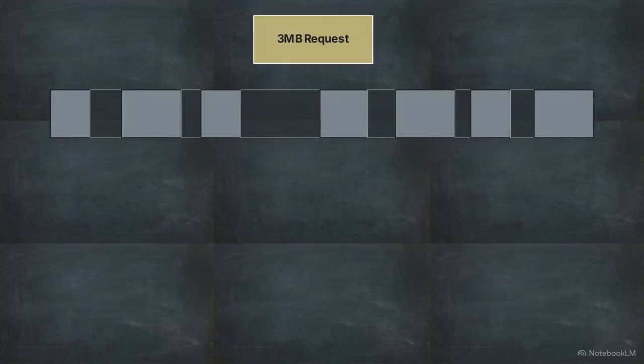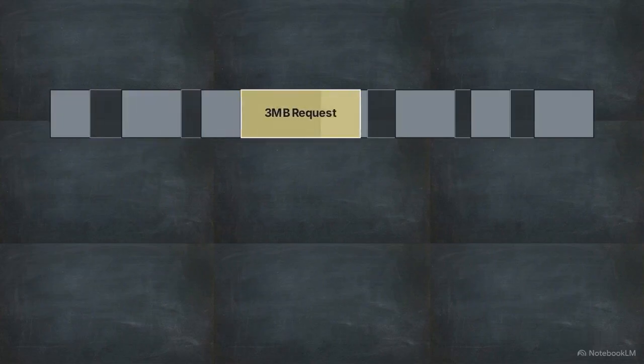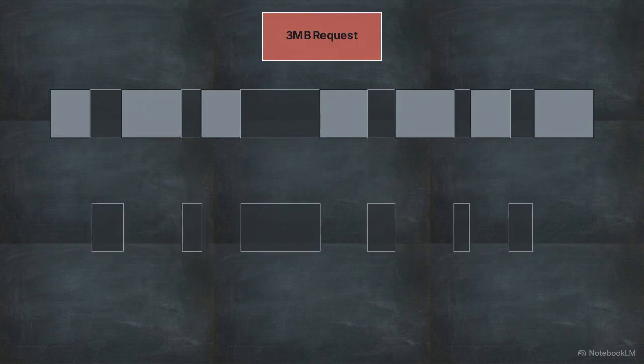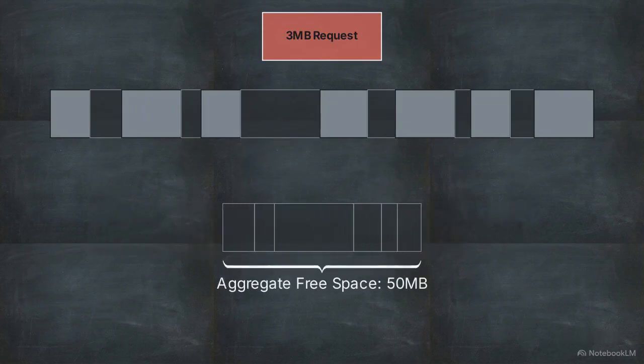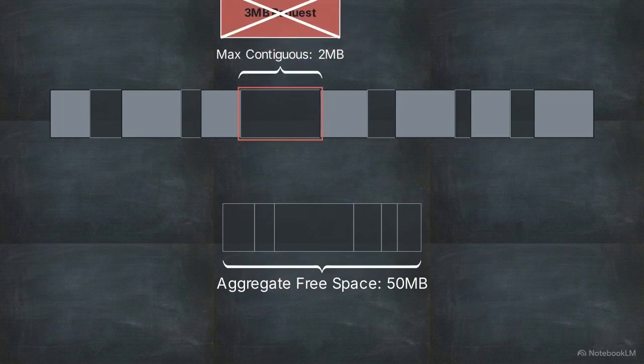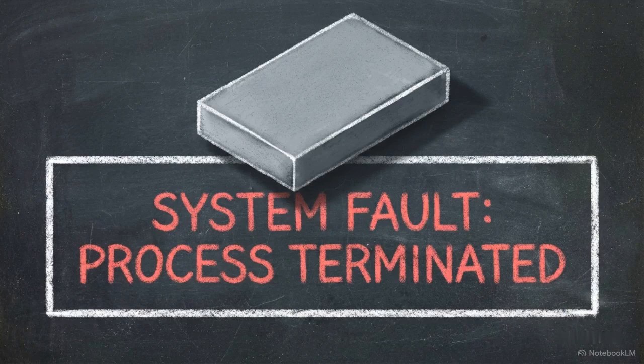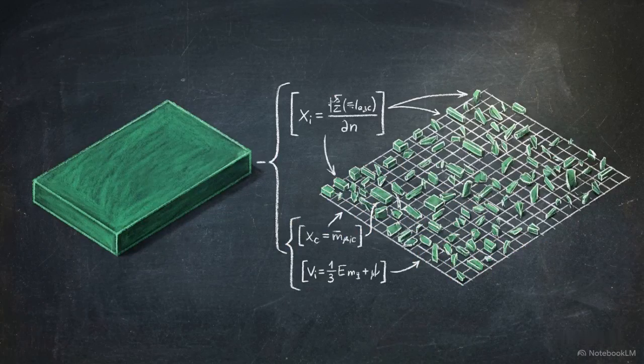The defining trait of external fragmentation is that the total aggregate free memory is technically sufficient for a new task, but no single gap is large enough to contain the requested block. Look at the math. If you sum all those isolated tiny gaps, you might have 50 megabytes of free space, but the largest single gap between any two active processes might only be 2 megabytes. If a program asks for 3 megabytes, the operating system is forced to reject the request. External fragmentation creates a mathematical illusion of available memory.